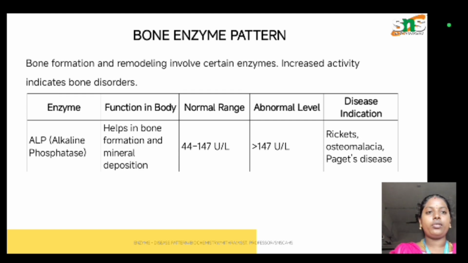So in bone formation, osteoblasts and osteoclasts play a major role. Osteoblast is the formation of new bone, and osteoclast is the breakdown of old bone tissue. This ALP is mainly involved with osteoblasts, that is, it helps in bone formation and mineral deposition. Calcium and phosphate get mineralized and deposited, and it leads to the strengthening of bones.